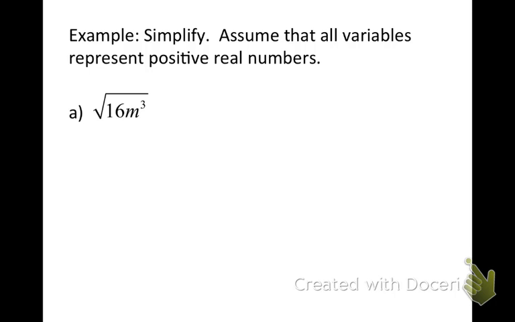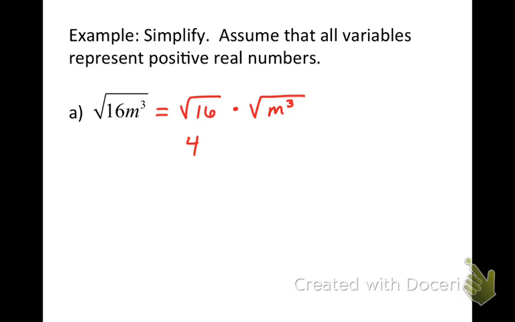All right, so the square root of 16m to the third. If you think about this in separate factors, I could just focus on the square root of my number separately, which would be the square root of 16, and then I can focus on the square root of m to the third separately. The square root of 16 is nice because that's a perfect square. That would just be what? 4.